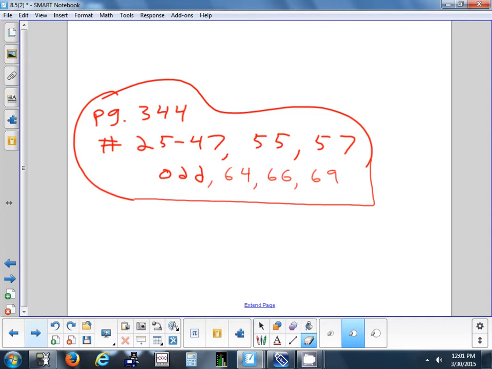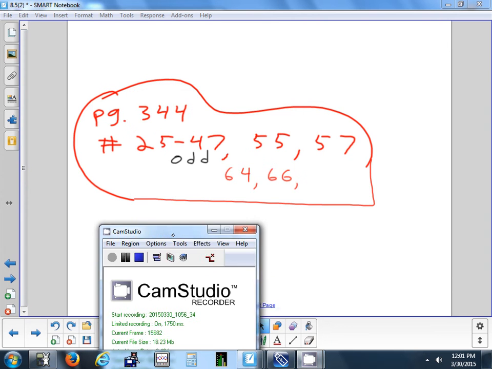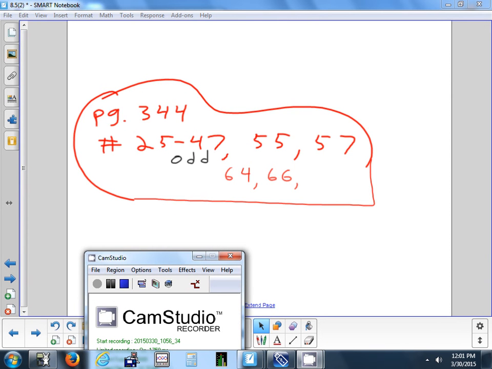So the homework is going to be 25 to 47. That's just odd. Don't do all, just odds. Okay, 55, 57, and 64 and 66. So we'll take a look at that tomorrow, and then we'll also start looking at what's called the dot product.